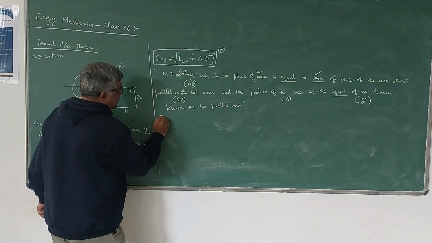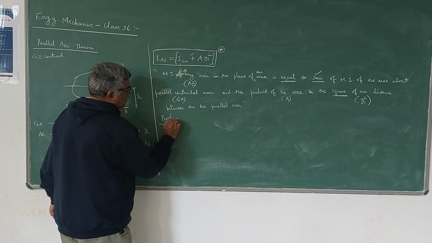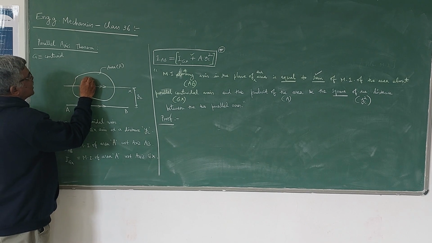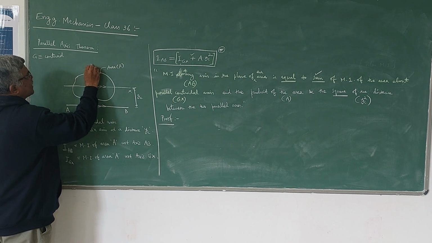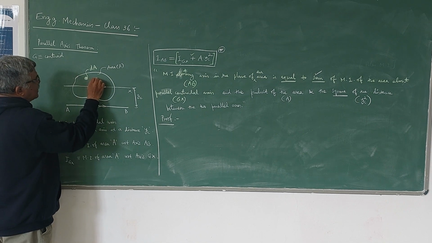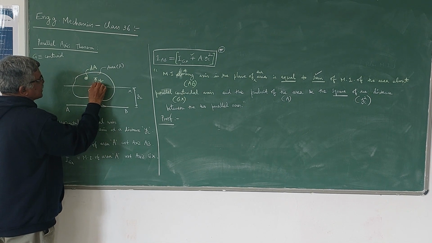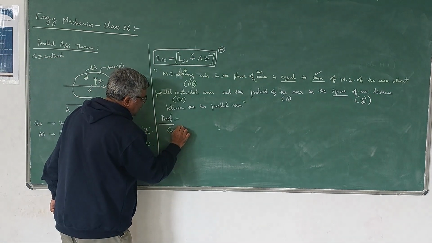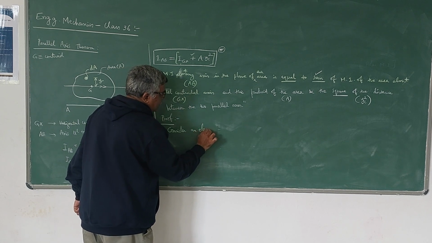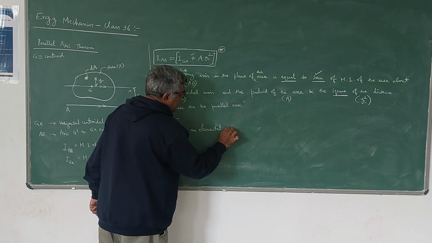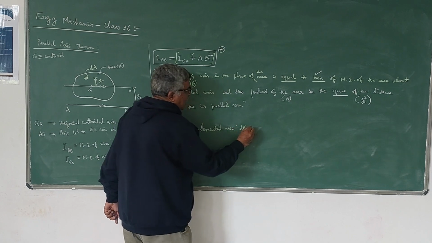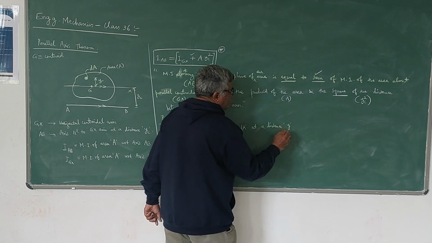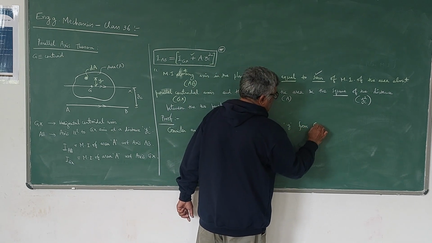Now we can prove this, because in the examination they can ask "state and prove parallel axis theorem". For that I am going to use the same figure. I will consider an elemental area here. dA is the elemental area at a distance y from this GX axis. So the proof is like this: consider an elemental area dA at a distance y from the GX axis.